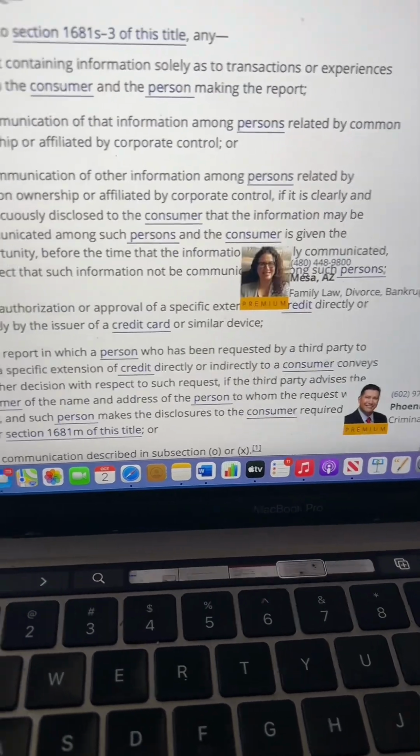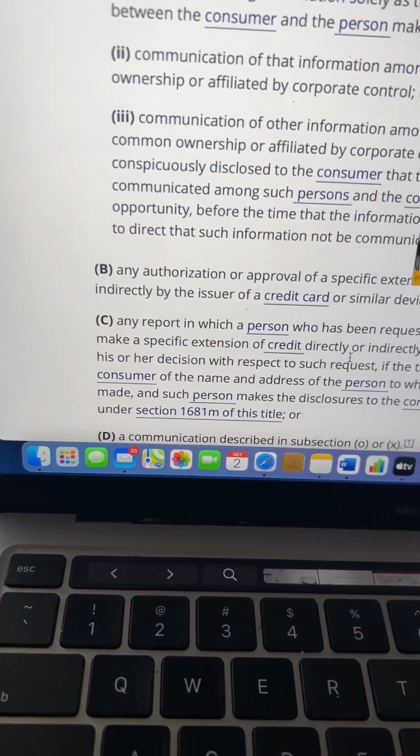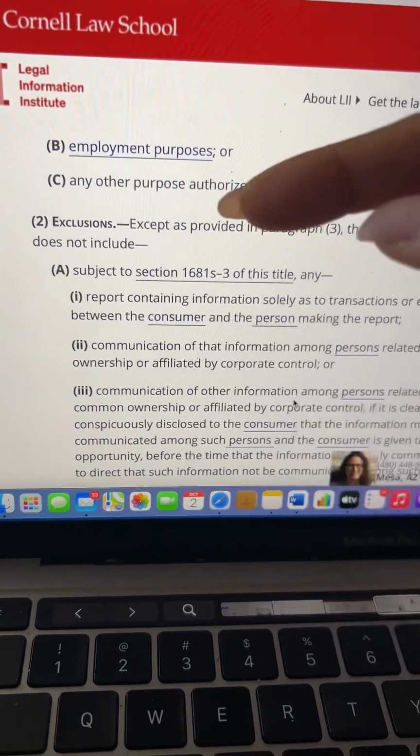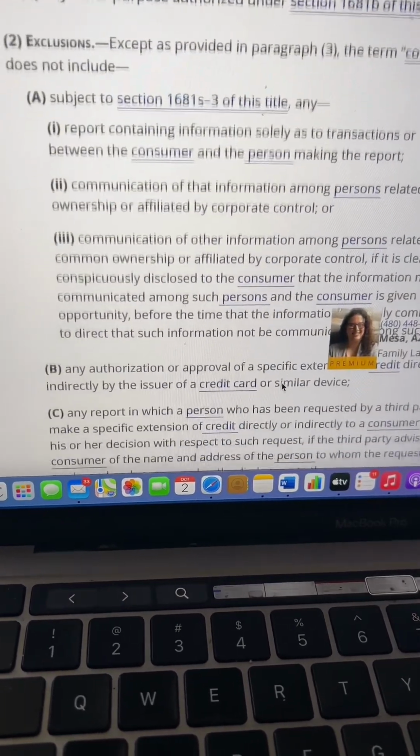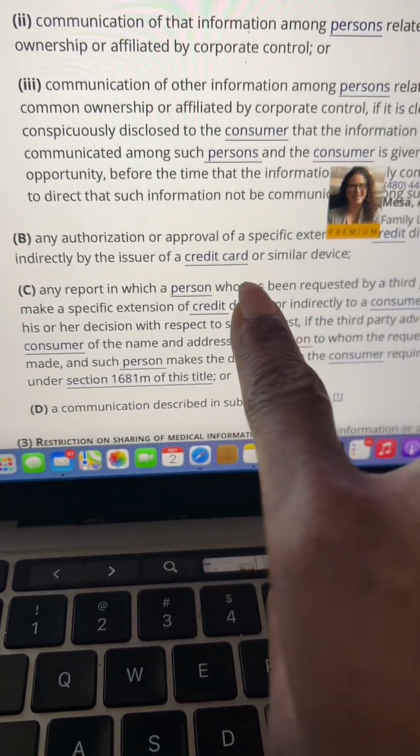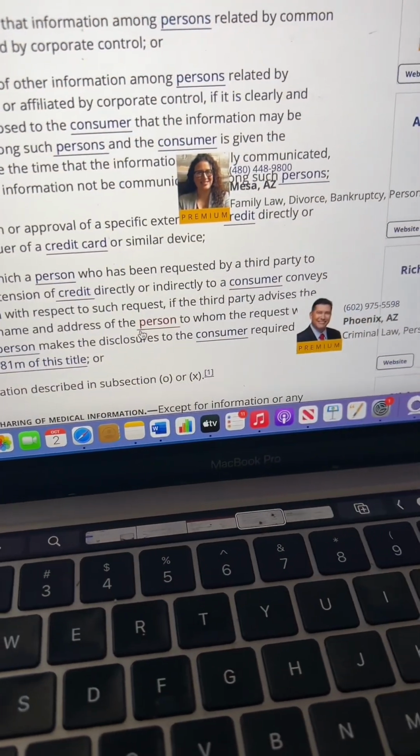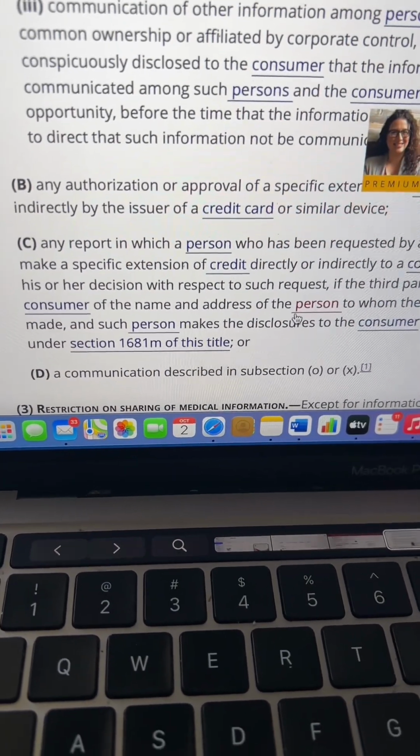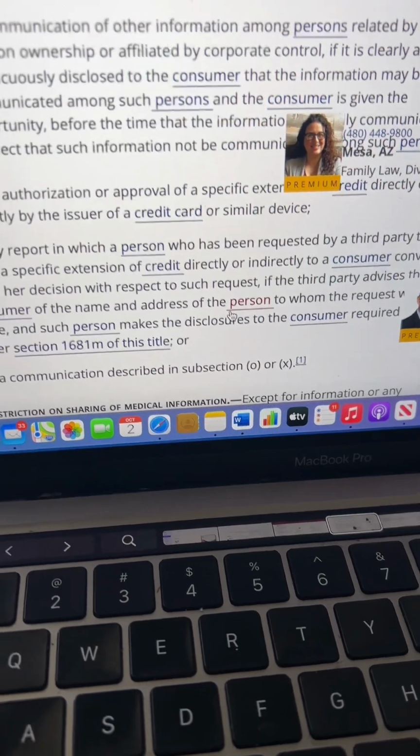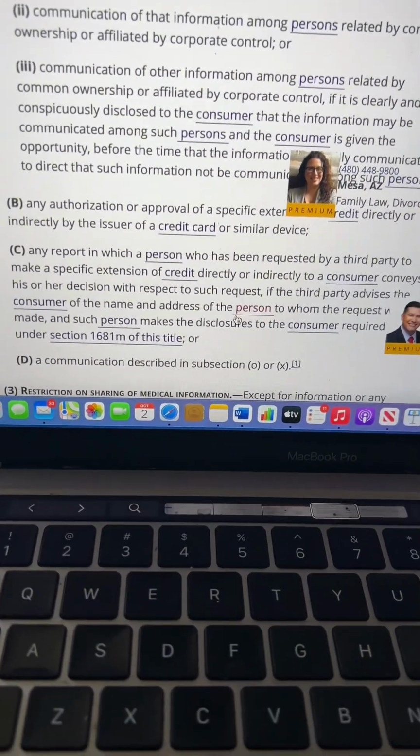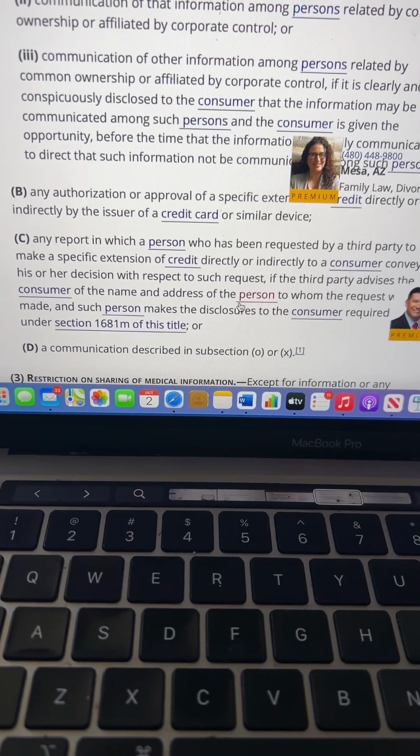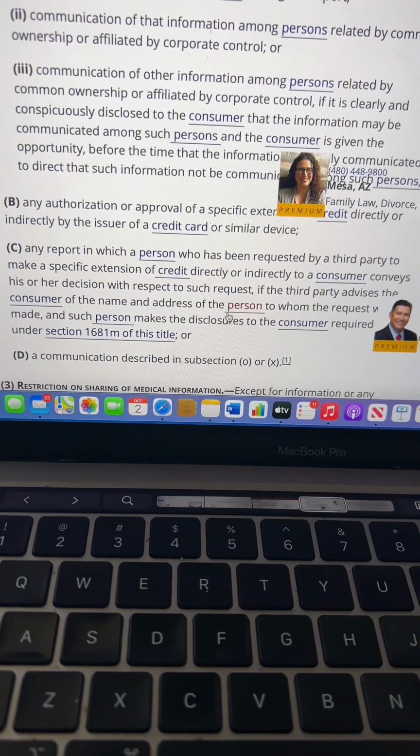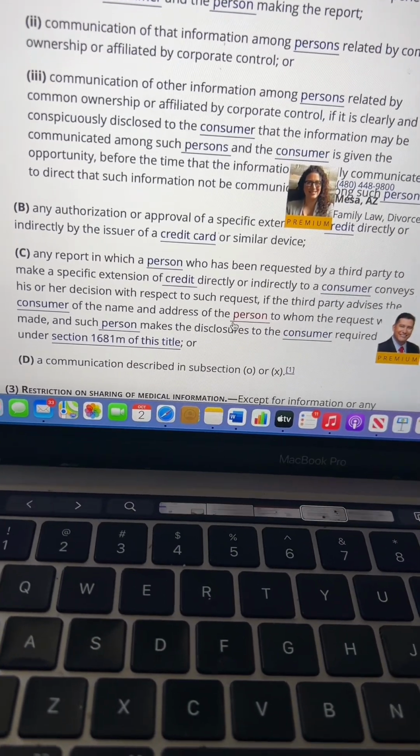So let's go back to definitions. We were at B, and we're going to go back up so we can understand exclusions. The term consumer report does not include, what it doesn't include, any authorization or approval of a specific extension of credit directly or indirectly by the issuer of a credit card or similar device. Think about that, you guys. After reading what the term credit card means, what is a credit card? That's what you got to ask yourself. What is a credit card?